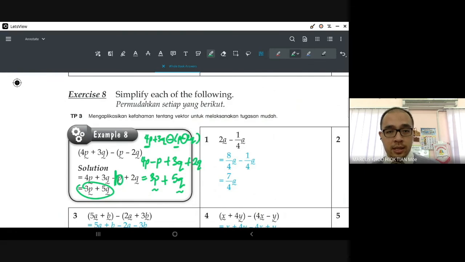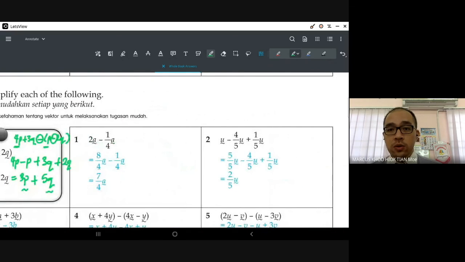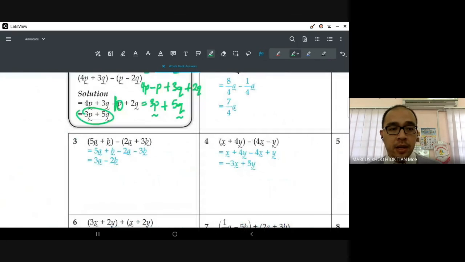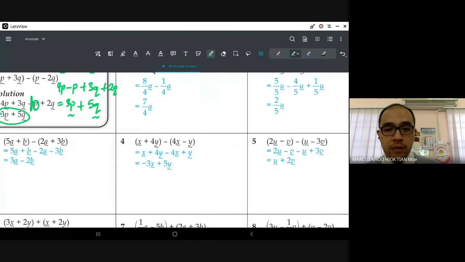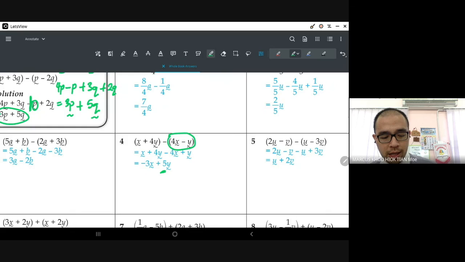Let me just show you the answer. Okay, so 7 over 4a, 2 over 5u. Siapa yang jawab nombor 2? McLaren. Okay, good. Okay. 3a minus 2b, negative 3x plus 5y. Nina, Sofia, macam mana kau dapat 3y? Kuang. Kan? Kamu lupa bahawa bila kamu buka kurungan dengan negatif, ini mesti tukar tanda. Okay, be very careful lah.